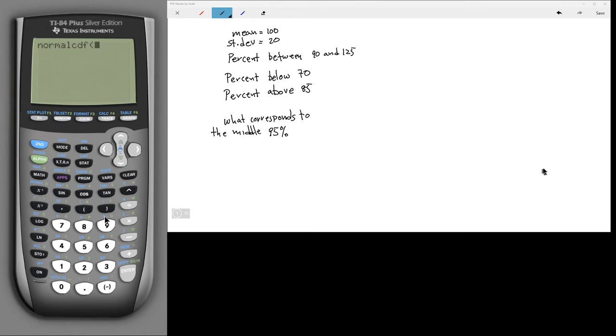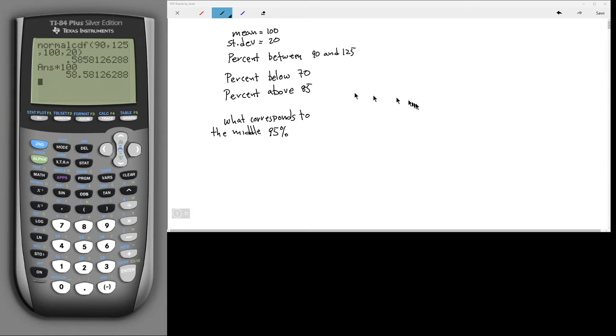All right, so the lower bound for this problem right here is 90. And I separate everything with commas. The upper bound is 125, comma. The mean is 100, comma. And the standard deviation is 20. All right, so I just hit enter on that, and I get the probability. And to turn that into a percent, just multiply by 100. All right, so that would be 58.58% for this one.